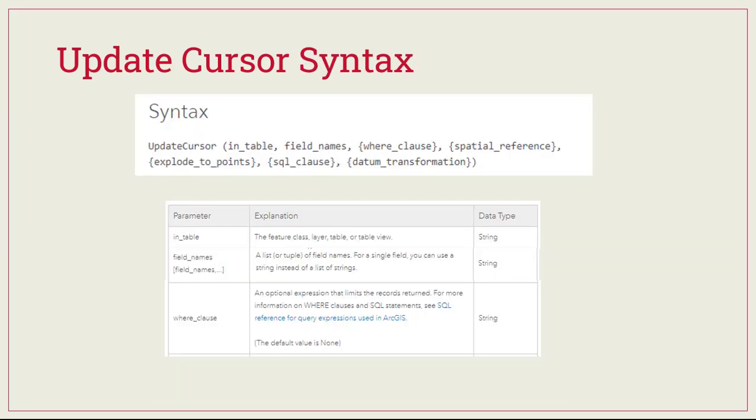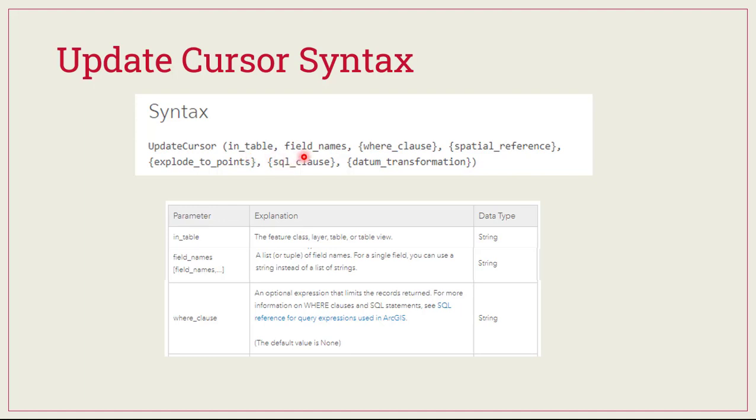Here is a detailed look at the syntax for update cursor. We're going to go through each of these required parameters and then the where clause of the optional parameter. So first here, just notice the syntax. There's a capital U and a capital C here in the syntax. The in table, that is your input data set. That is your shapefile, your geodatabase feature class, your standalone table. That's the table you wish to edit.